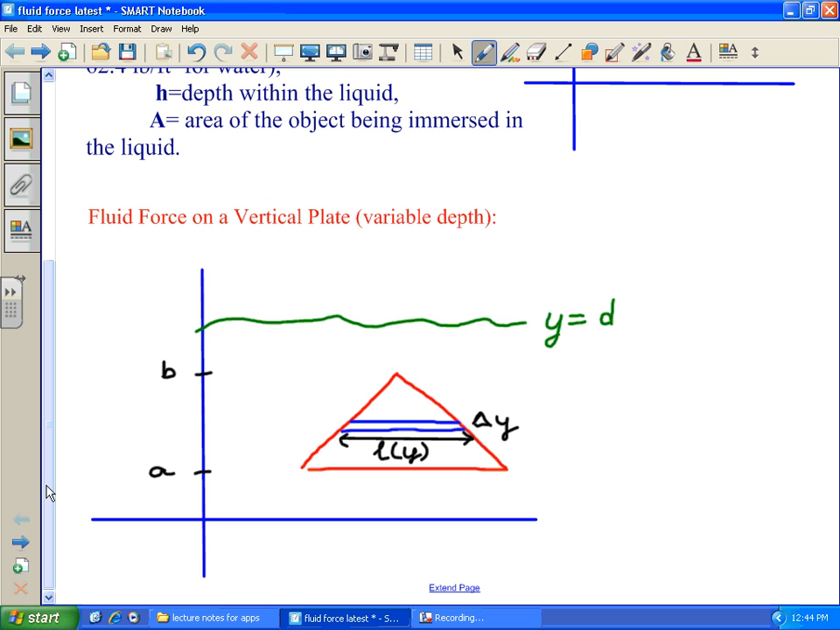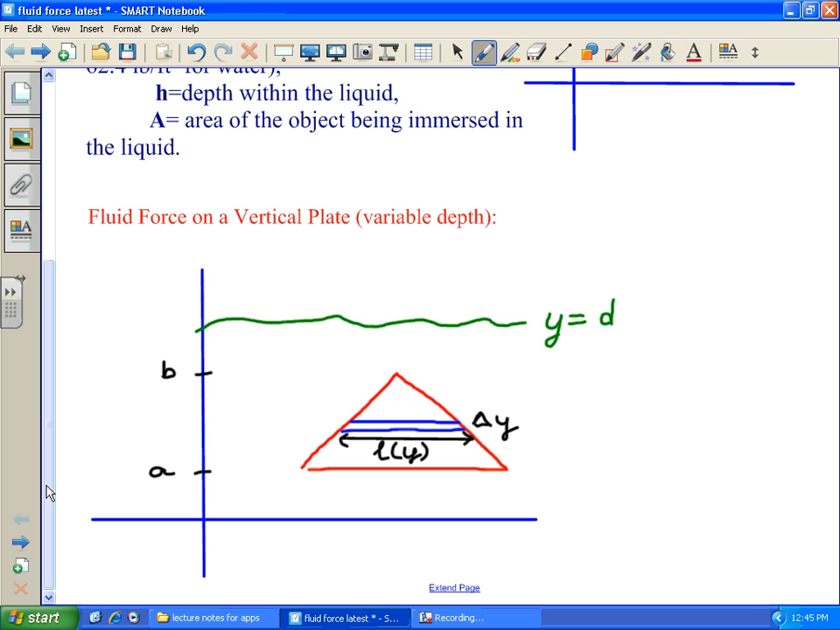So in this particular case, I have a triangular vertical plate immersed in water. Let's say that the depth of water is at the level y equals d. The question is, what would be the total fluid force exerted upon this triangular plate? What would be the total fluid force? Notice that on this triangular plate, I have selected a horizontal rectangle.